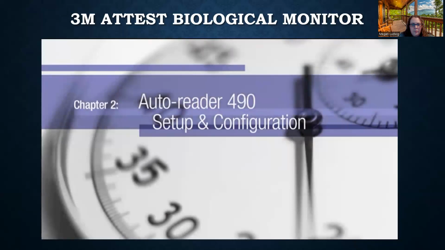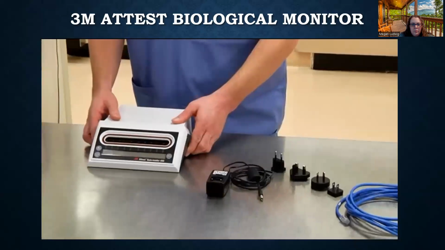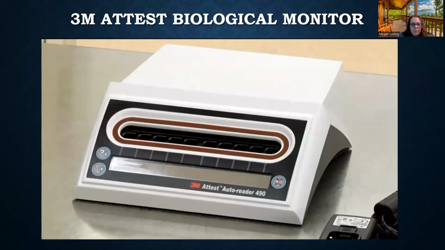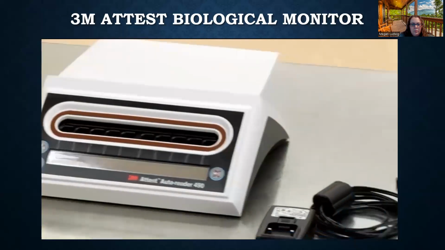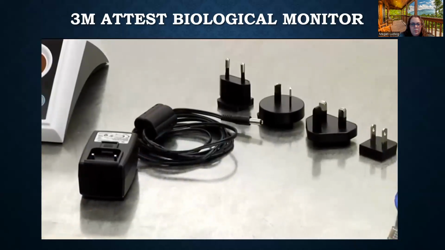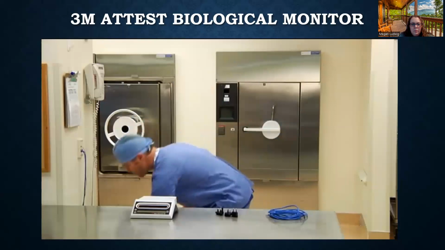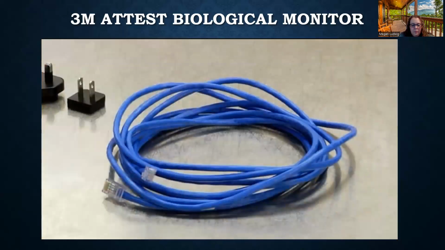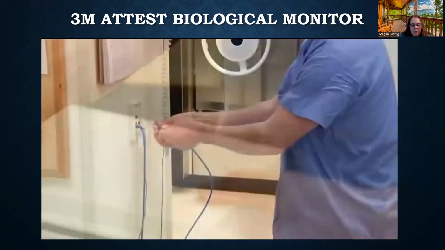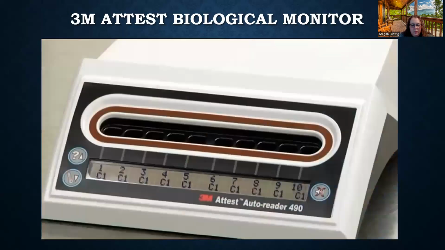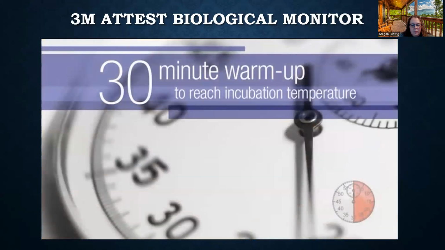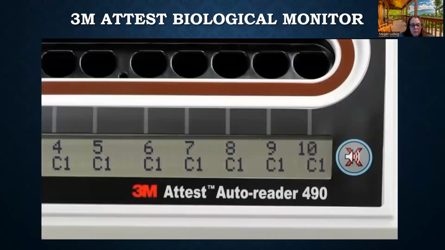Setting up and configuring your 3M A-Test Auto Reader 490 is simple. First, place it on a firm, level surface near an outlet, away from sunlight and incandescent light. The A-Test Auto Reader 490 comes with multiple power plugs for use in different countries. Select the plug appropriate for your country and insert it into an AC grounded outlet. If you plan to use the A-Test web app, connect the supplied Ethernet cable to an Ethernet jack. Once the unit is plugged in, allow it to warm up for 30 minutes. When proper incubation temperature is reached and the A-Test Auto Reader 490 is ready to use, the C1 caution code will disappear.